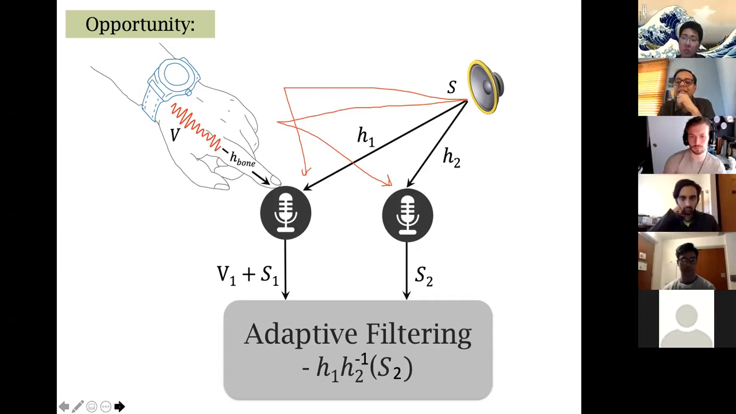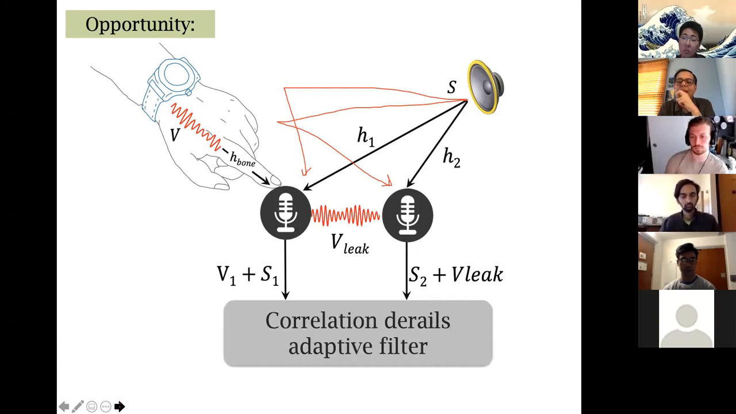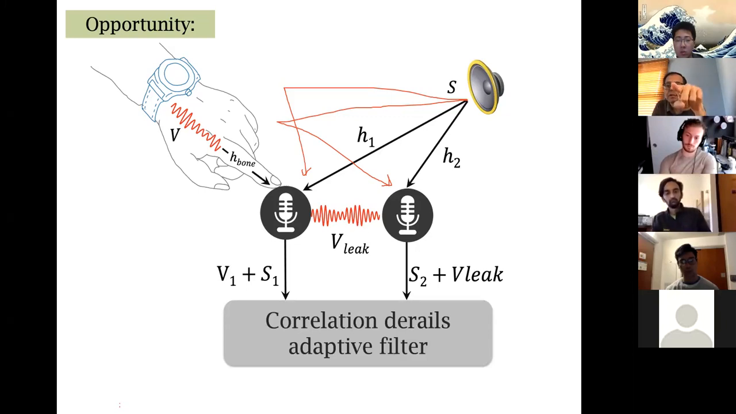That would have been easy, except in real phones, it turned out that these two microphones are on the same PCB, on the same circuit board. So when you touch one of the microphones, the vibration actually propagates through that circuit board to the other microphone.